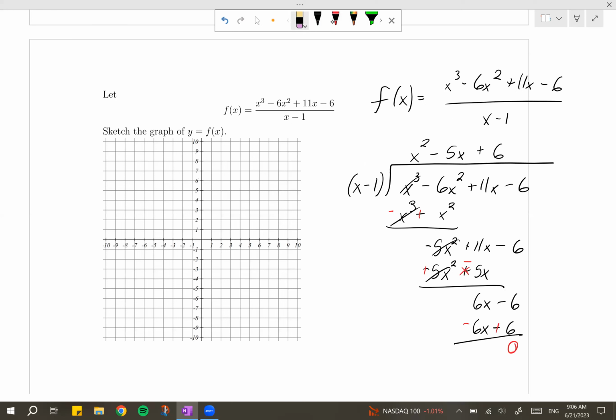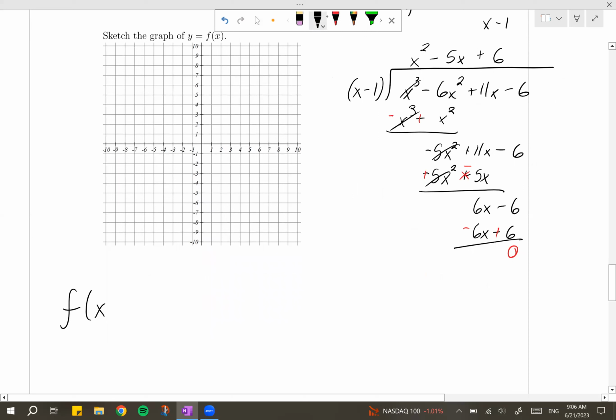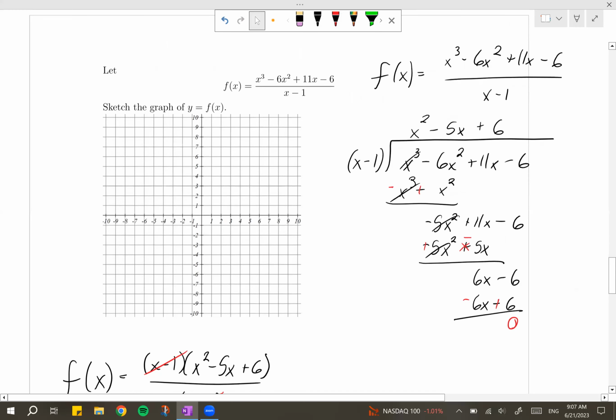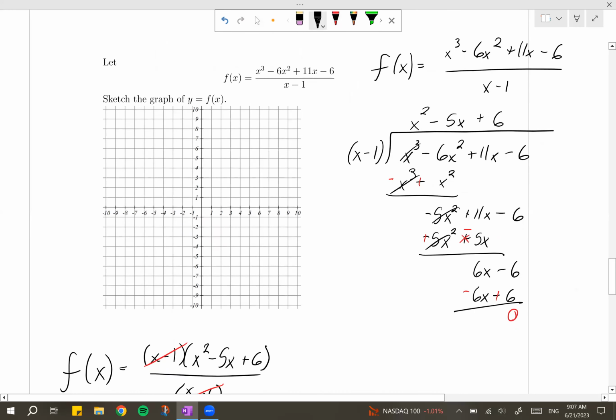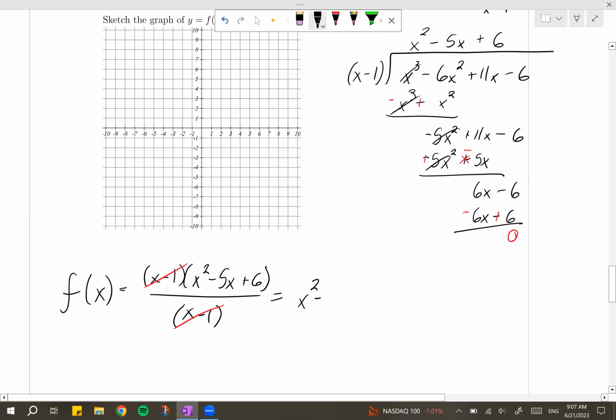So then this is what my numerator would factor as. So I'm going to end up having my f of x is equal to x minus 1 times x squared minus 5x plus 6 over x minus 1. All right, now I can cancel these terms out. So now I don't have to worry about trying to figure out the graph of this cubed and then divided by this x minus 1. I don't have to worry about all that. I just have to graph x squared minus 5x plus 6.